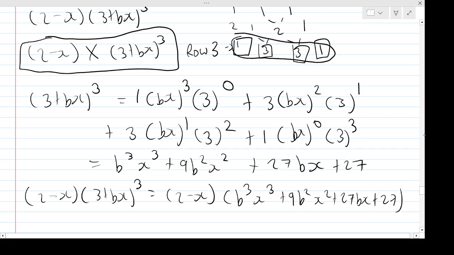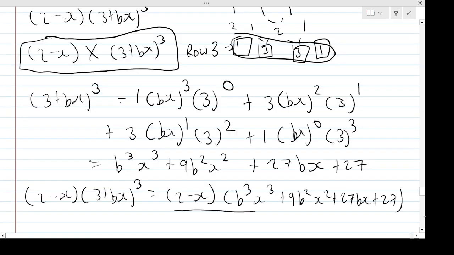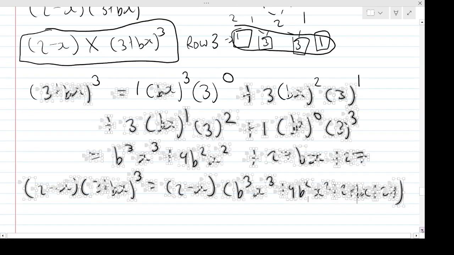Now that looks scary, but we don't need to expand it all, because again it's only talking about a particular term, x squared here. That's what we want. We're interested in this. Okay, so we only want to get the x squared term out of this expansion, right? And we're told it has to be 45, the coefficient overall for x squared. So we need to find the x squared term out of this. Now, this is a common exam sort of question.